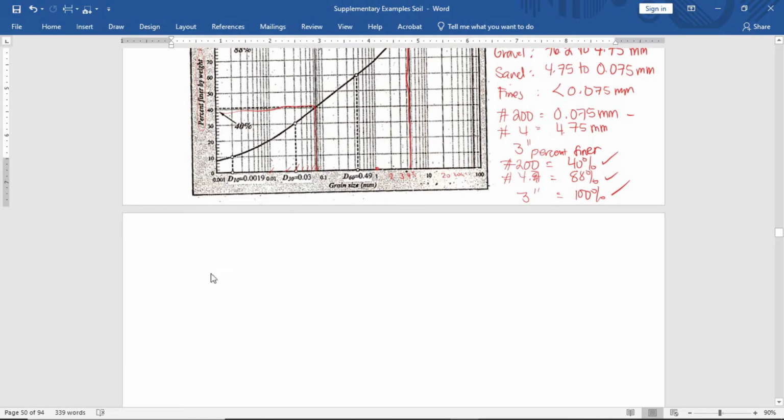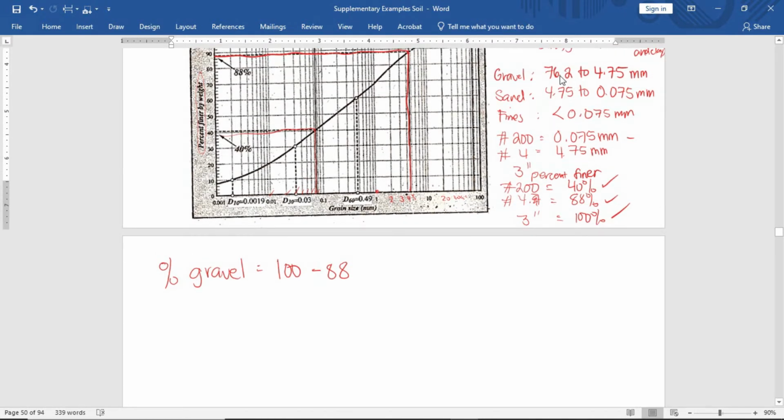ang percent ng gravel, sand, tsaka fines. So, first, ang percentage ng gravel. Paano ito makukuha? 100 minus 88. Kasi nga, yung gravel natin is from 76.2 to 4.75.